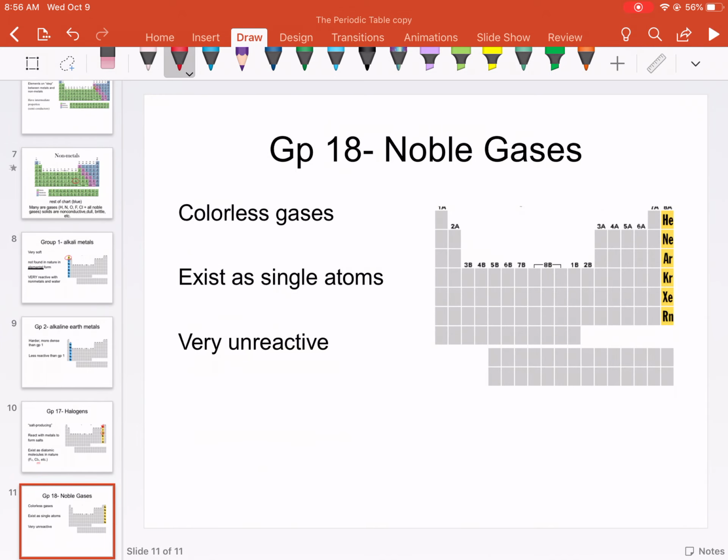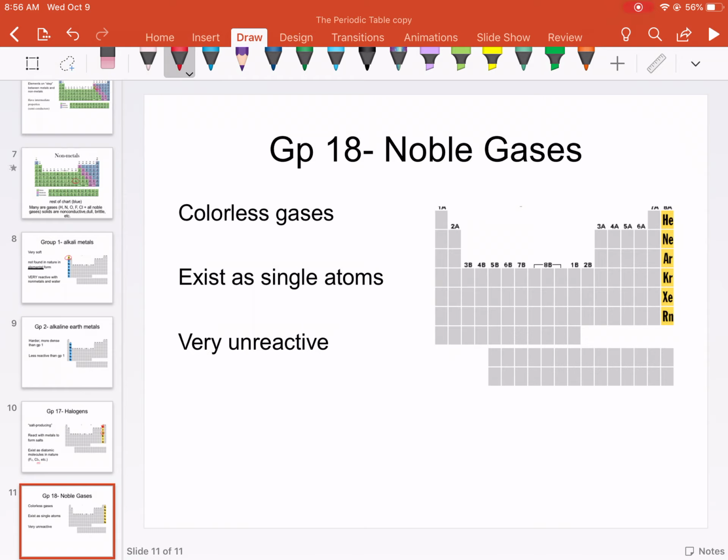These are, of course, the least reactive, and we've talked about that a little bit. These guys are colorless gases, very hard to identify or pick out because they don't react with anything, or at least not with very much. They do exist as single atoms because they are so unreactive. And so the only real uses for them usually have to do with their inability to react.